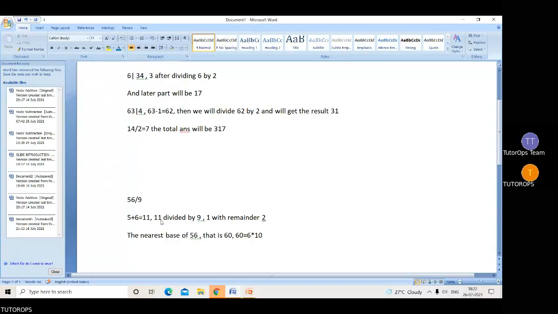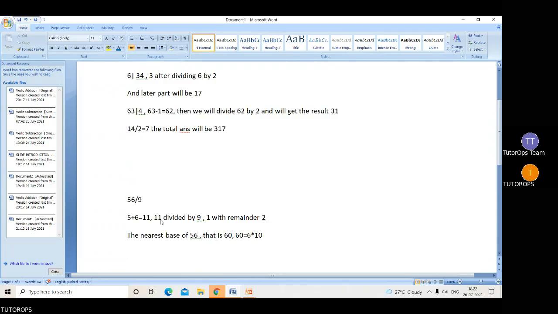So I am not computing the remainder here because the remainder we have got from the digit method. Okay, so by adding the digits we have got the remainder. So I am just computing the quotient. So how much will be the quotient here? The quotient will be 6.